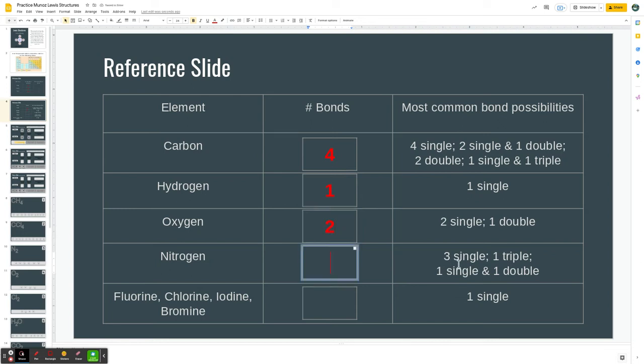Nitrogen can make 3 single bonds. Not 33, just 3. My computer's having some trouble. Okay. And fluorine, chlorine, iodine, and bromine, they can all make 1 bond.